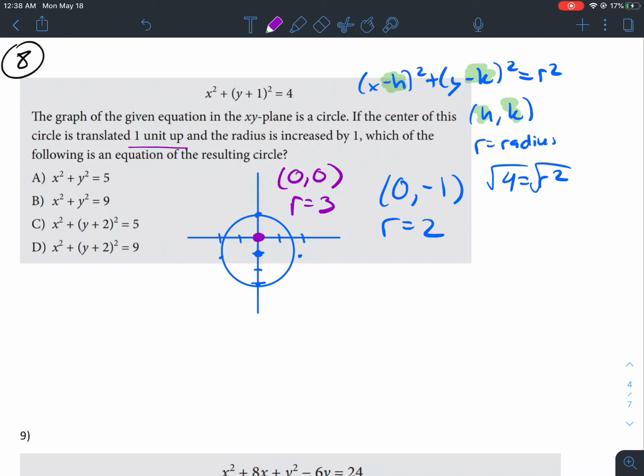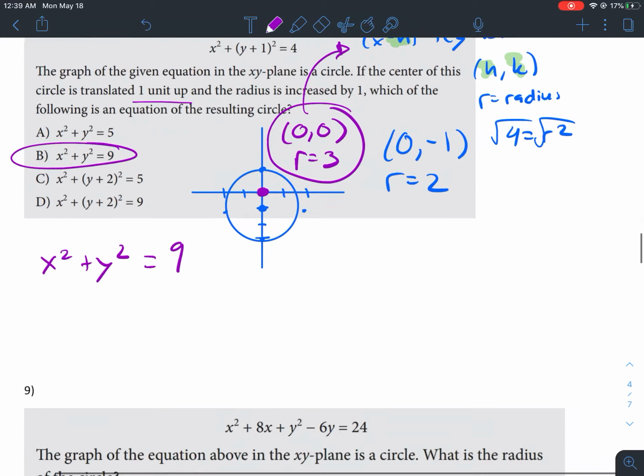Then all we need to do now is take this information and plug it into here. Since it's 0, 0, we're definitely going to have an x squared plus y squared with nothing else because it's 0, 0. And then our radius squared is going to be 9 because that's 3 squared. So our answer here is going to be B.